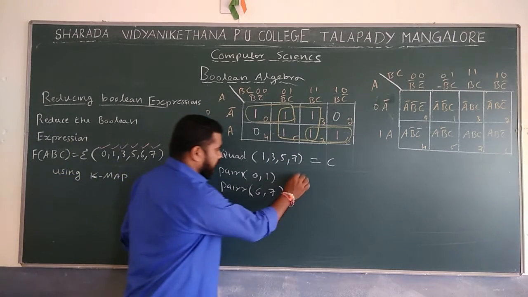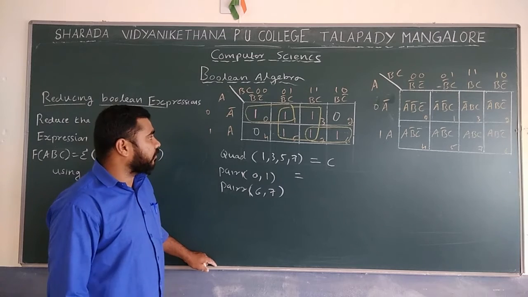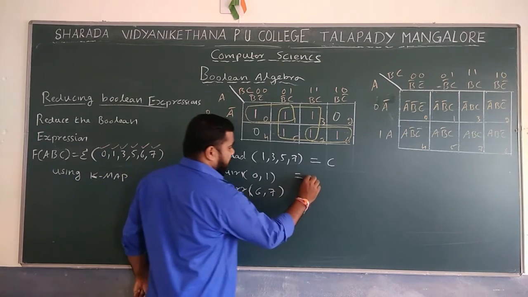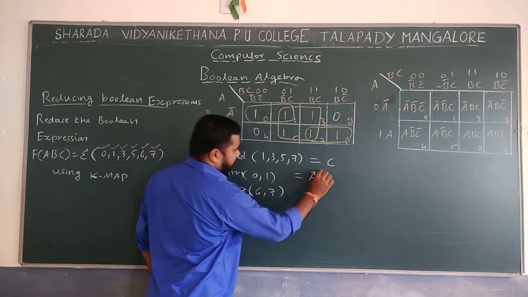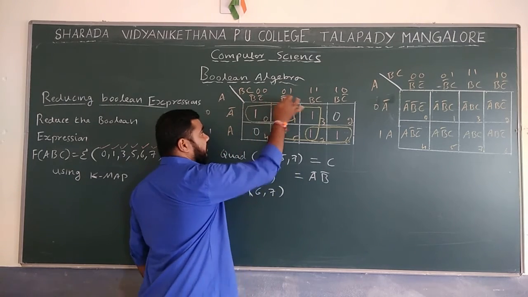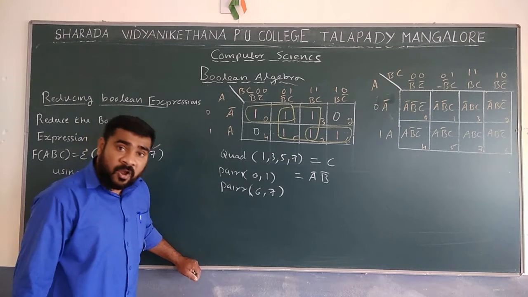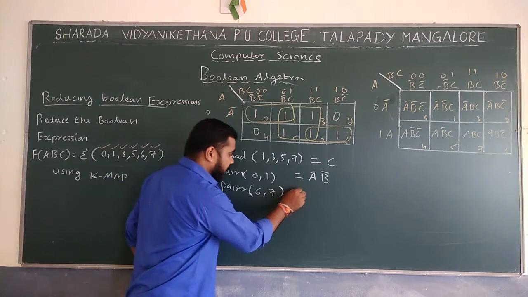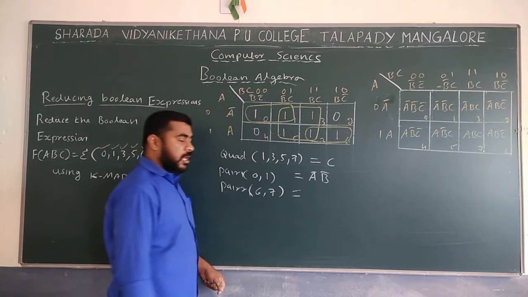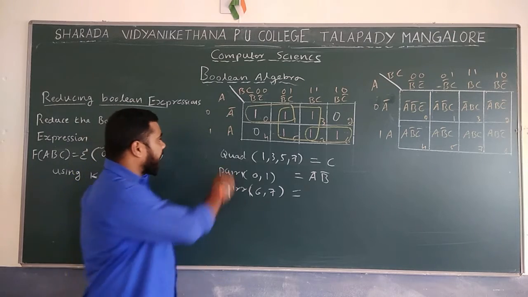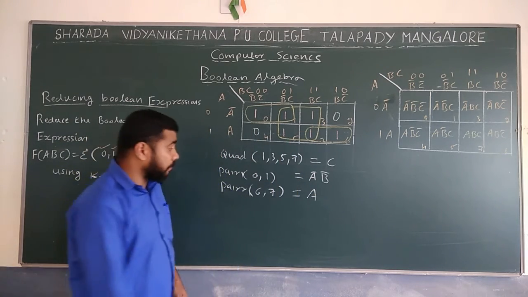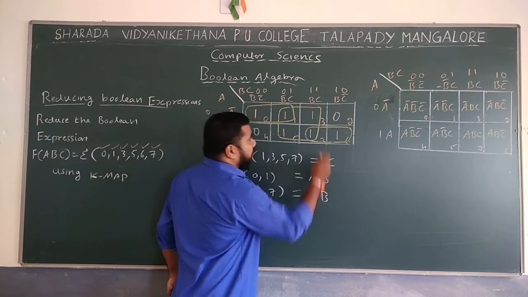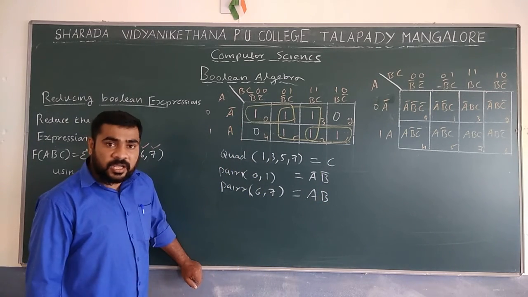The next one, the second group, 0 and 1: A dash is common, B dash is also common, but C and C dash is not a common term. The last group, 6 and 7: A is common, then B is common, and C and C dash is not a common term.